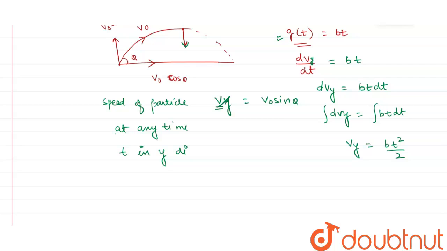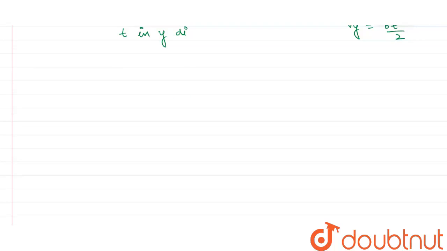So the equation can be written as, in the y direction, vy equals the first velocity in the vertically upward direction, that is v naught sin theta, minus the second velocity which is vertically downward, that is bt square by 2. This is the total velocity in the y direction. Now I can write vy as dy upon dt, change in distance with respect to time.